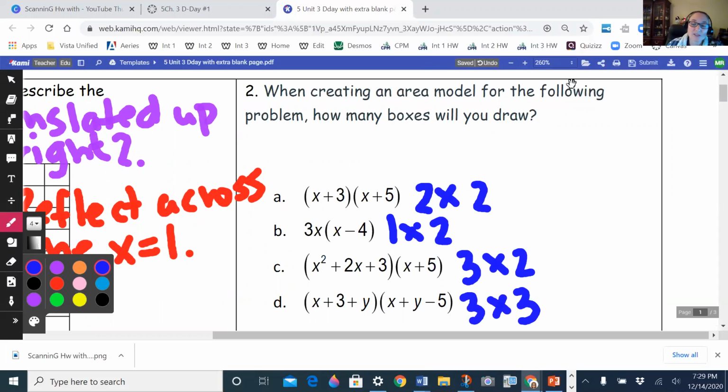Again, what I'm doing is counting each of the terms. On letter D, for example, 1, 2, 3, things separated by pluses here. And on the next one, 1, 2, 3. So that's why it's a 3 by 3.